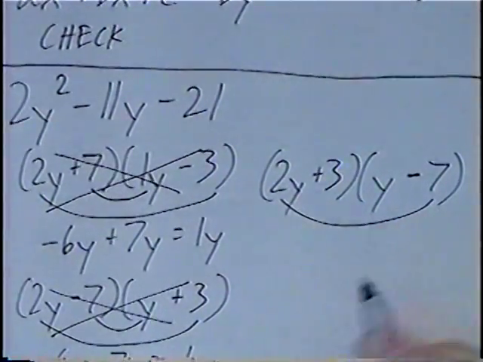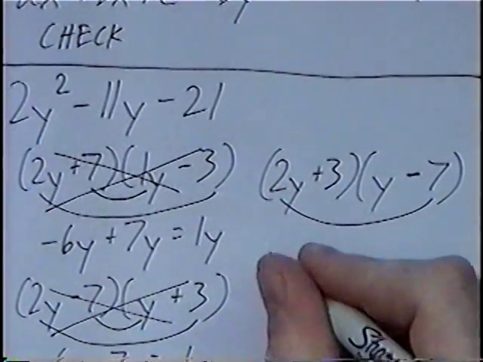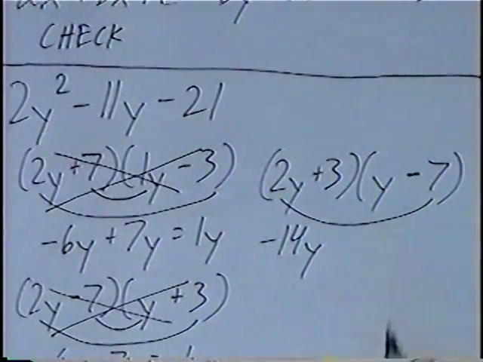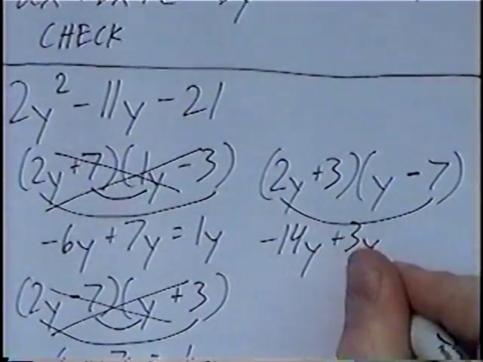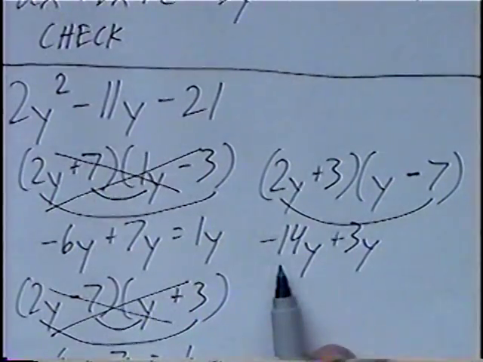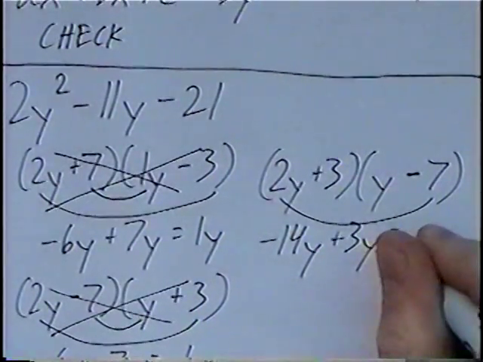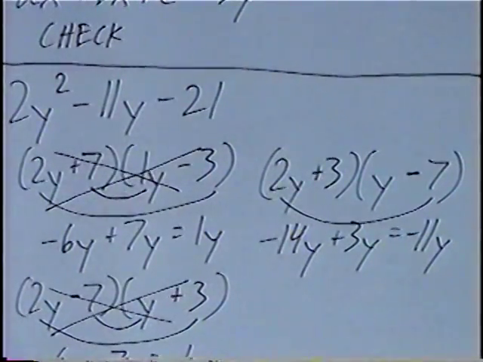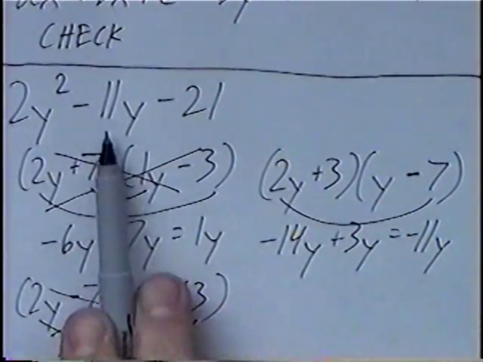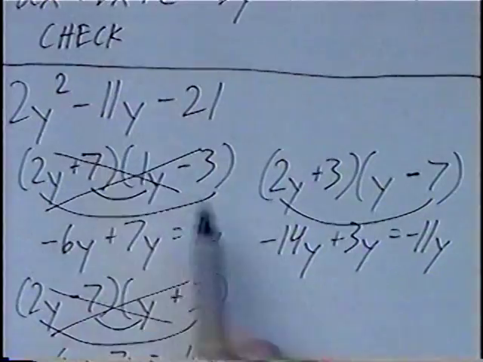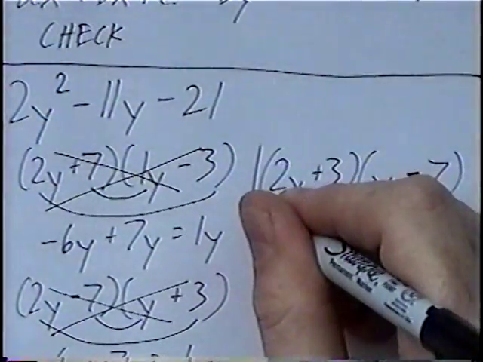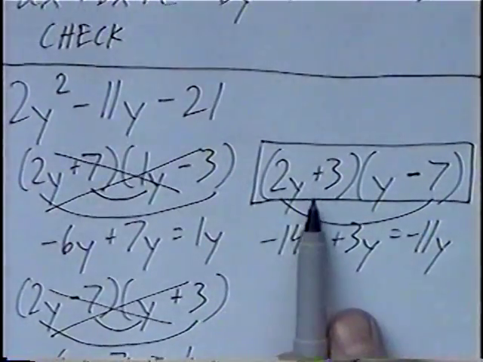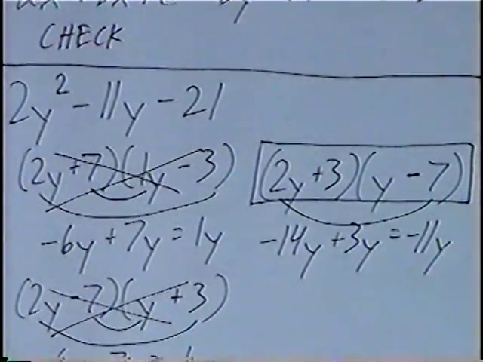Multiplying the outside, 2y times a -7 is -14y. And 3 times a +y would be +3y. -14y plus 3y would be -11y. -11y does match up with our middle term. As long as it matches up, that means it checks out. So our correct answer is the one that we guessed, 2y plus 3 and y minus 7.